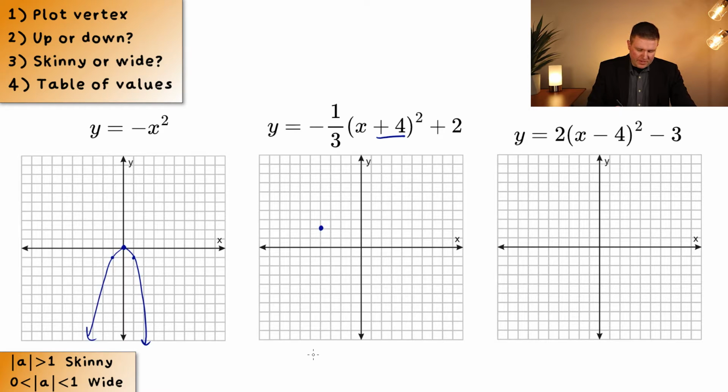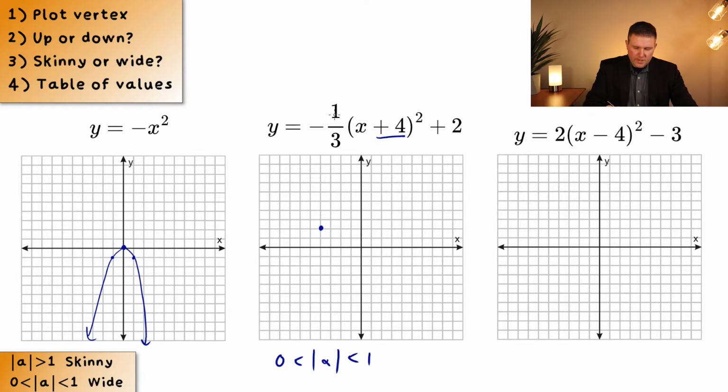And remember, if the fraction is between 0 and 1 in absolute value, meaning ignore the sign on it, if it's a proper fraction, it is going to be wider than usual because it's growing at a fraction of its usual rate, giving it a nice wide look. And it is upside down, so we can expect it to look like this, a little wider than usual and upside down, right?